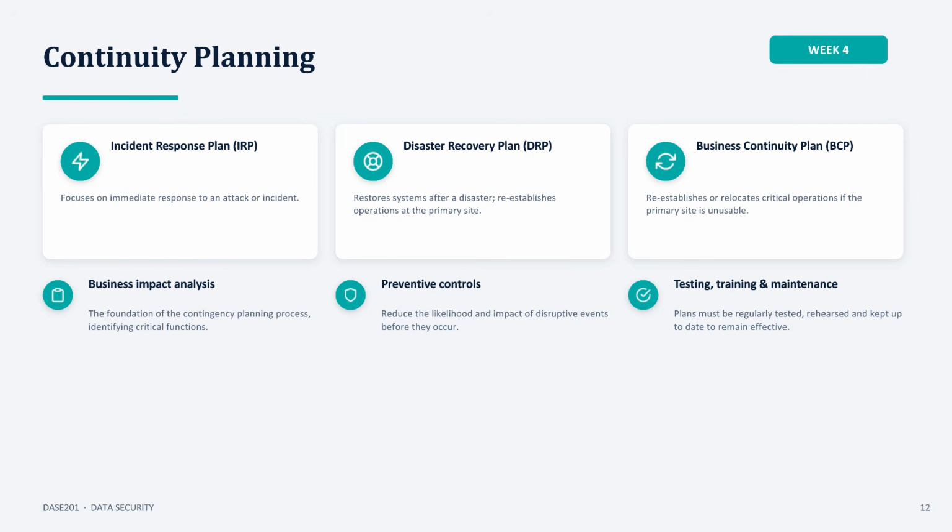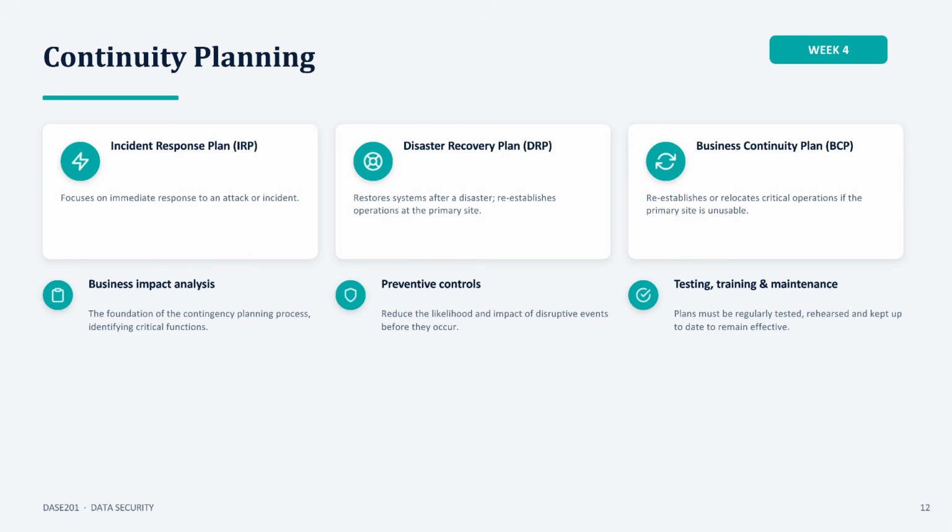The final major topic I learned in week 4 was continuity planning. Continuity planning is about preparing an organization for unexpected events and helping it continue operating after a disruption. We learned about three important plans. The first is the incident response plan or IRP. This focuses on what an organization should do immediately when a security incident happens.